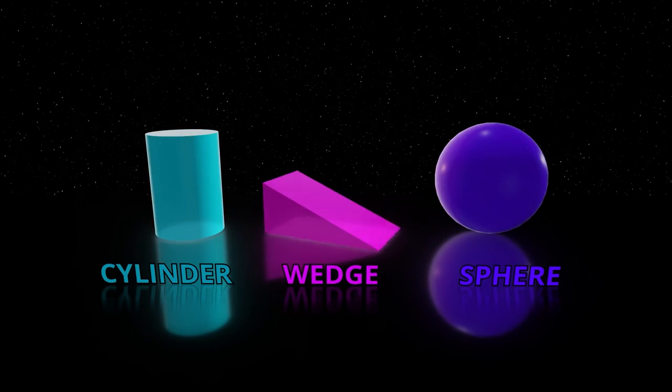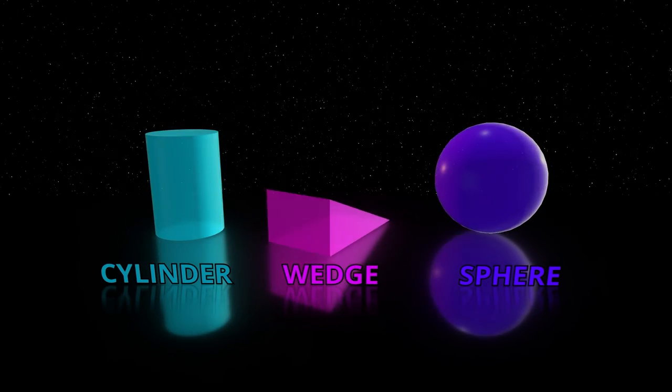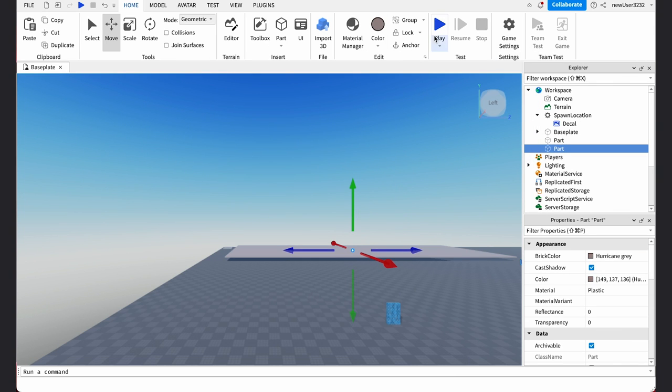Now that we have our floor, let's add other parts to the city, using the other parts we learned about earlier in this video. Spheres, wedges, and cylinders to create an obstacle course. After completing the obstacle course, I can click play to test out my obby.